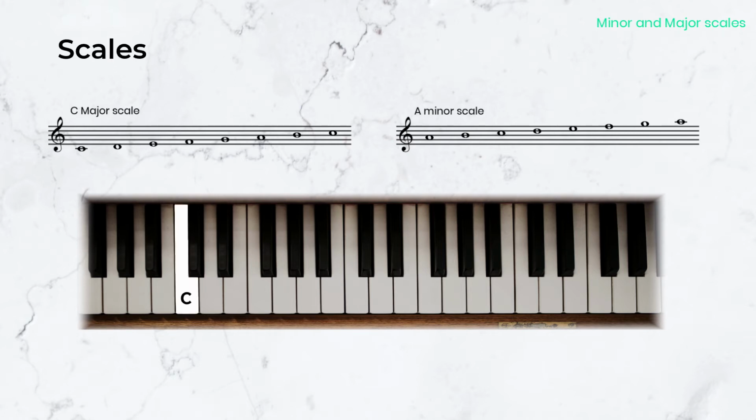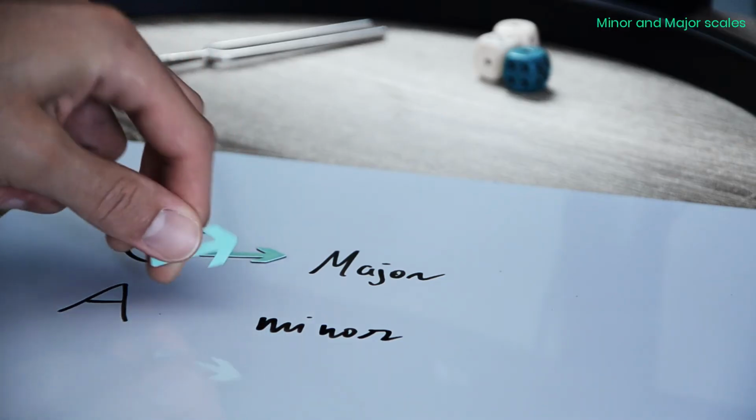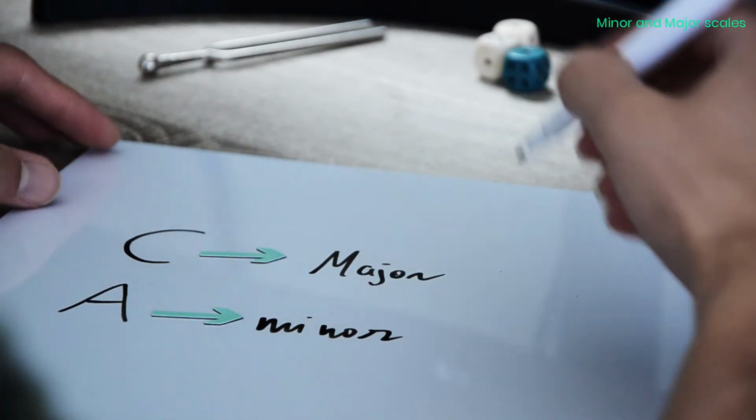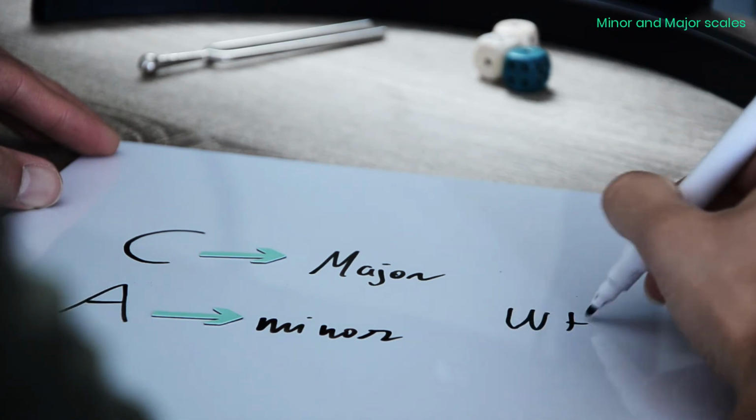A C major scale is a scale played solely with white keys of the keyboard, starting from C up to the next C. The A minor scale also uses only white keys, but this time it starts and ends in A. But if both use the same group of notes, why is one major and the other one minor?